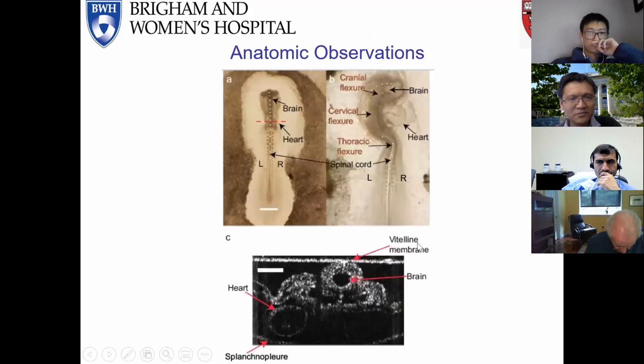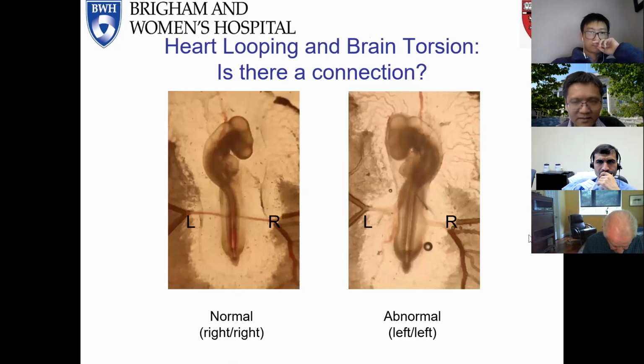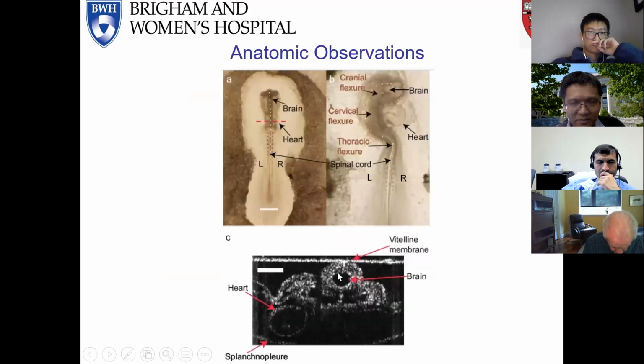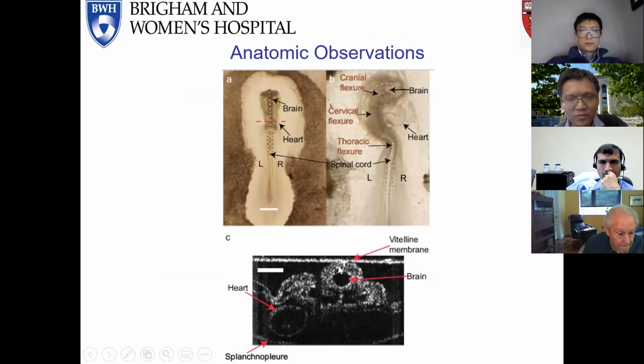So to address these questions, we start by making some observations. We use a technique called optical coherence tomography. It uses a laser to scan the cross section. So this is a cross section that you can see. This is the brain tube. Above it there is a membrane called the vitelline membrane, and underneath there's a heart, and then below the heart there's another membrane called the splanchnopleure, or SPL. So the brain tube is basically sandwiched between these two membranes, VM and SPL.